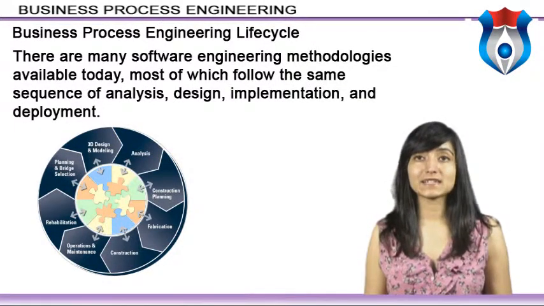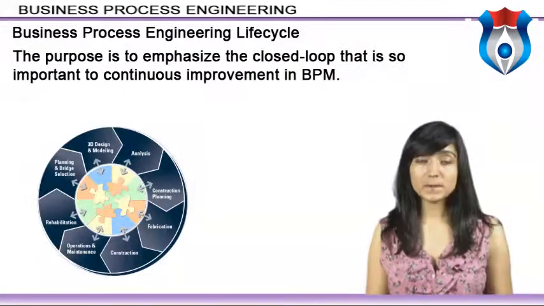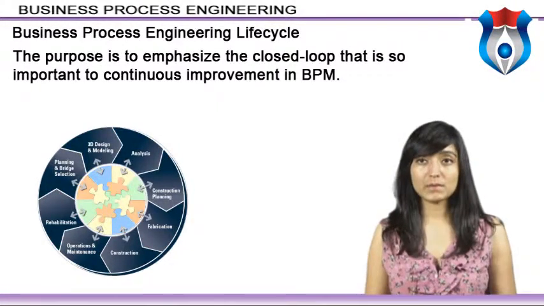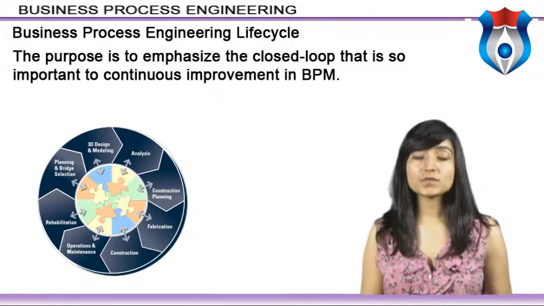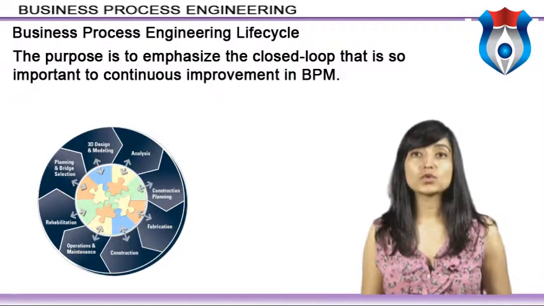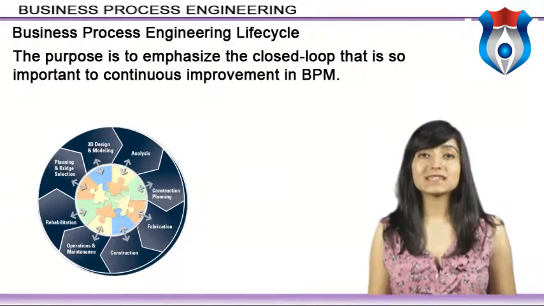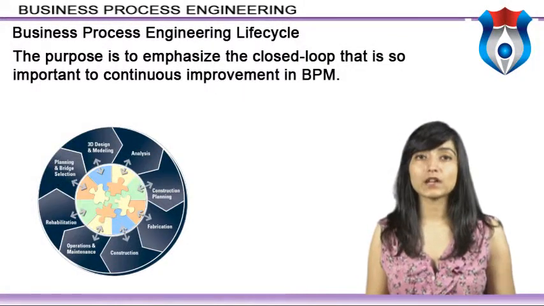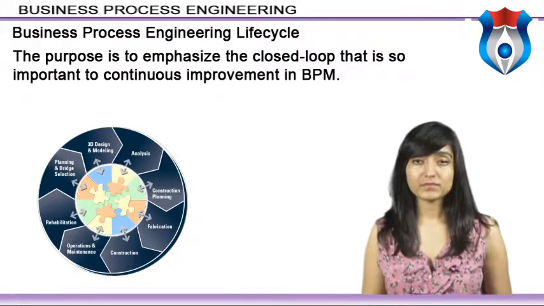must not be neglected entirely. The purpose is to emphasize the closed loop that is so important to continuous improvement in BPM. The business process lifecycle tracks the process from inception through retirement and includes its evolution through new versions created through each cycle of process improvement.